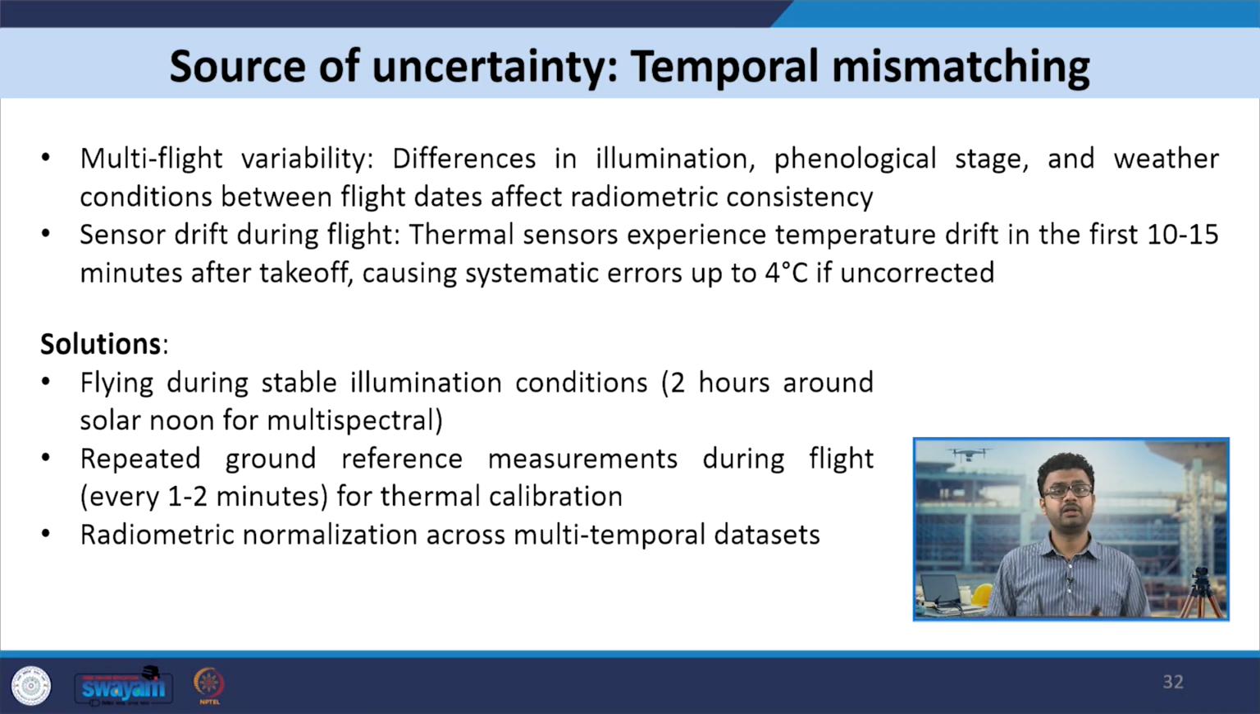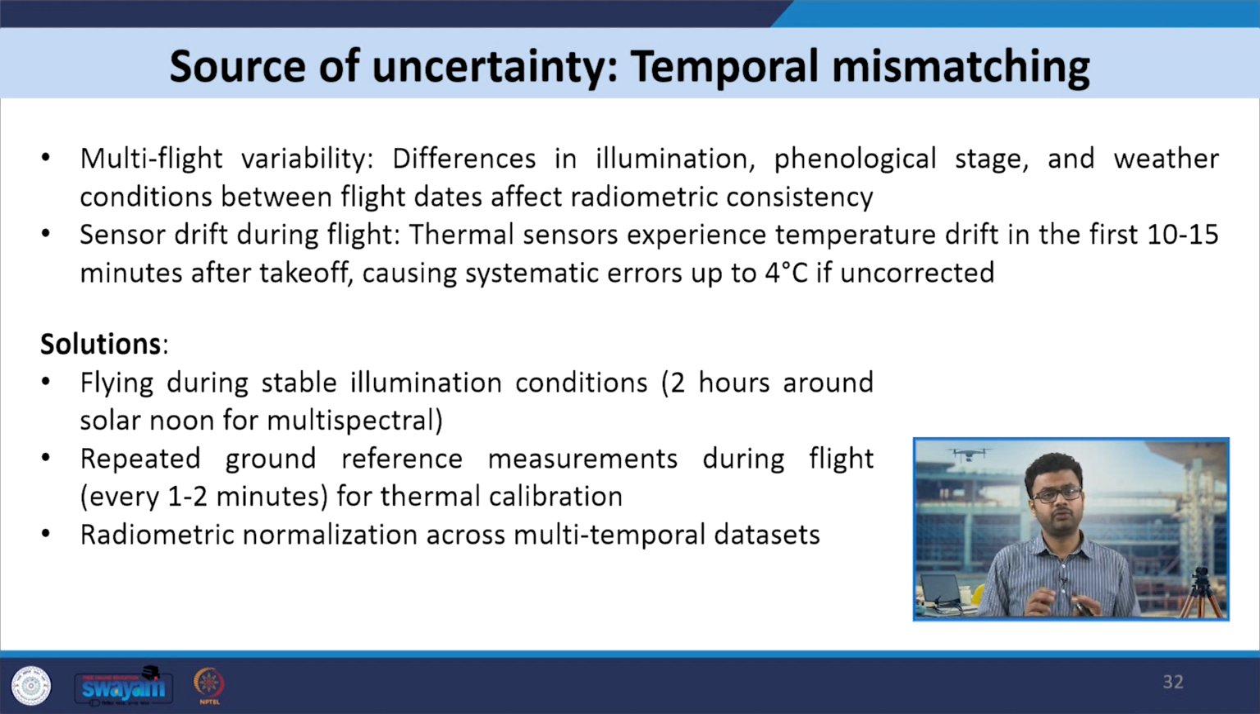Further, there is also uncertainty on account of temporal mismatching. So there is multi-flight variability which can lead to differences in illumination, phenological stage and weather condition between flights, which will affect the radiometric consistency. So let's say if part of the scene is acquired during noon and part of the scene is acquired during evening, then there will be different illumination condition. Then there is also sensor drift during flight. So thermal sensors experience temperature drift in the first 10-15 minutes after takeoff, which can also cause systematic error up to 4 degrees Celsius if they are uncorrected.